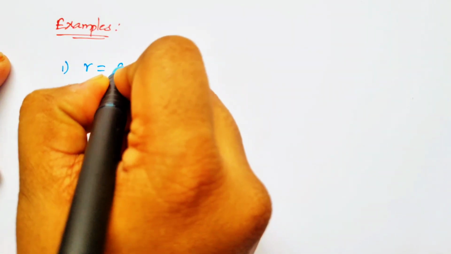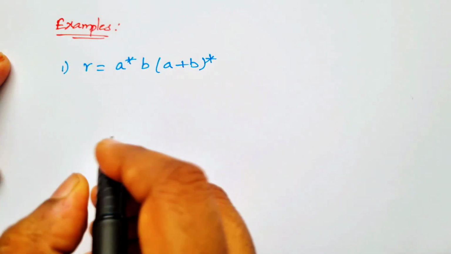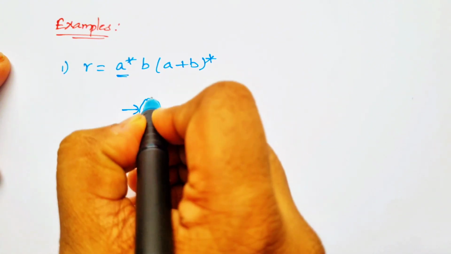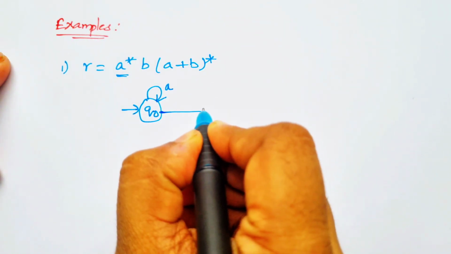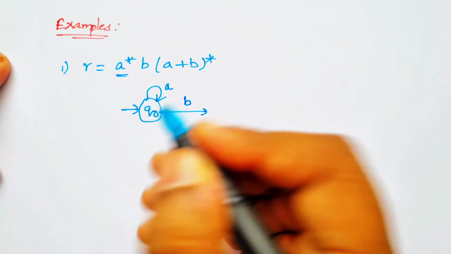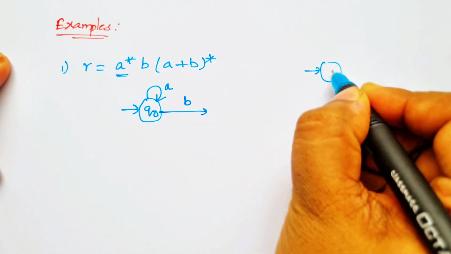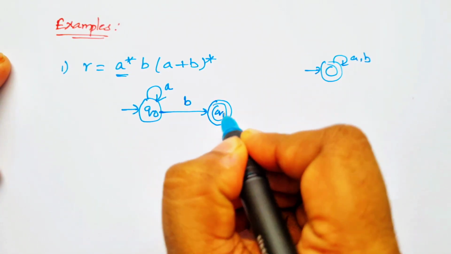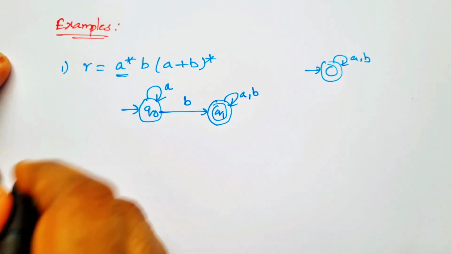Now let us see some examples. R equal to A star B followed by A plus B whole star. For A star, as we know, it is a self loop on A. Okay, and then it is followed by B, and then it is followed by A plus B whole star. What is the diagram for A plus B whole star? This is the diagram, right? We are going to take it here. Simple. This is the diagram for this regular expression.